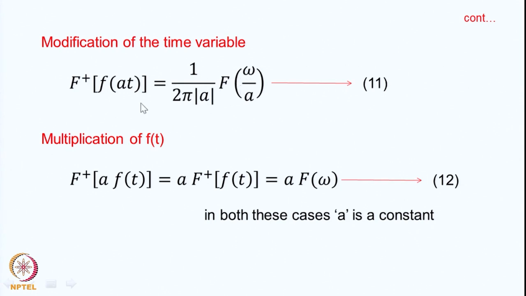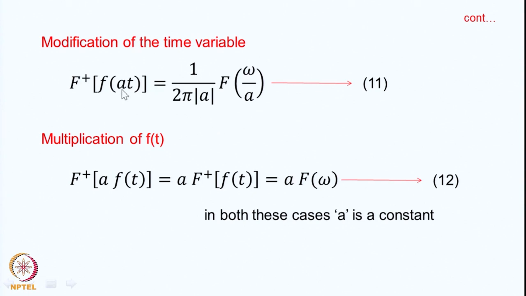You can easily verify, using this equation, the properties which we described with respect to the evenness of the time domain function or the evenness of the frequency domain function. Suppose I put a is equal to minus 1 here, then f of minus t, what will happen here? This is the modulus here, therefore it does not matter, and here omega by a is minus 1, this becomes equal to minus 1. Therefore, f of omega is equal to f of minus omega.